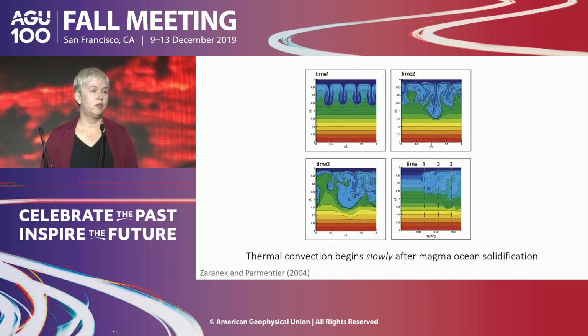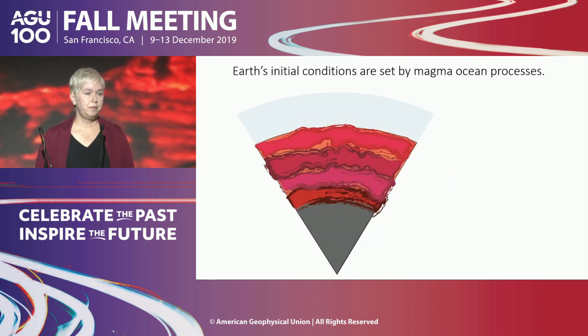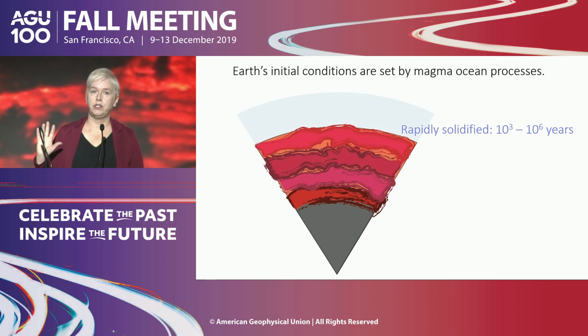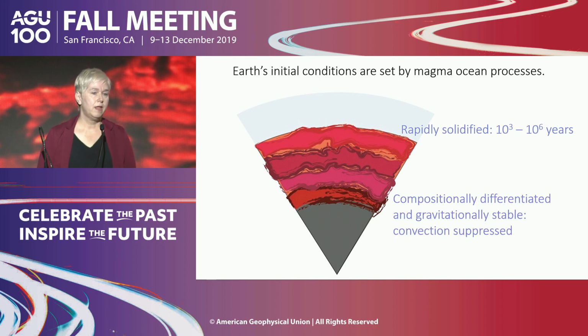Thermal convection is slow to begin. There is a dense atmosphere above it. And so these are the conclusions with my little image to remind us of the compositionally stratified Earth, rapidly solidified in just 1,000 to 1,000,000 years or so. And so magma oceans solidify extremely fast and allow the planet to have a climate surface condition rapidly. They are compositionally differentiated and gravitationally stable. And so convection is suppressed in the beginning of the planet. The upper mantle is oxidized.